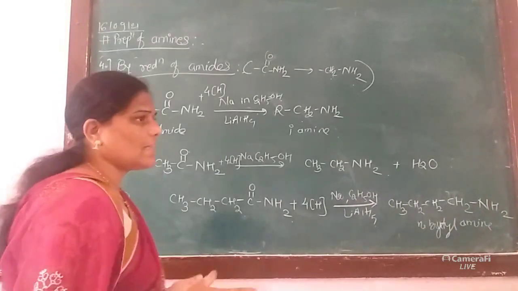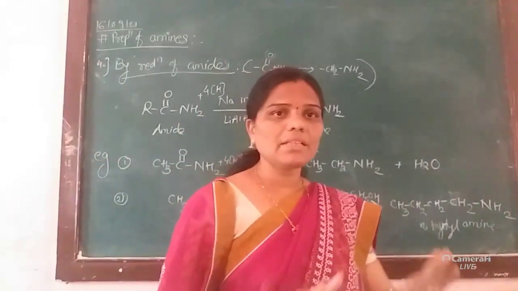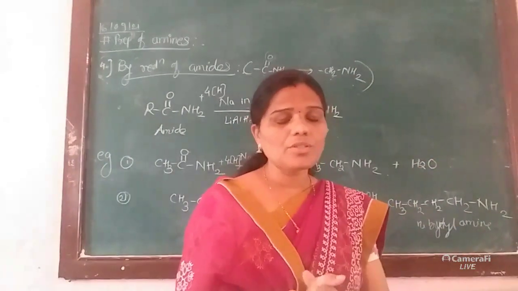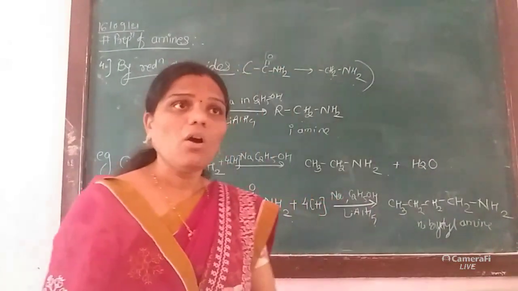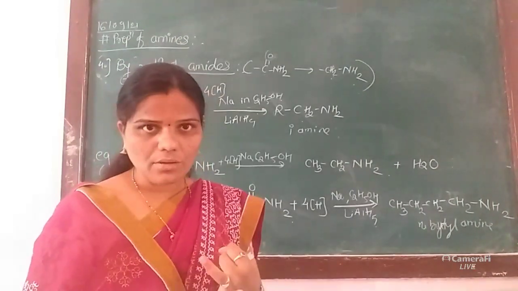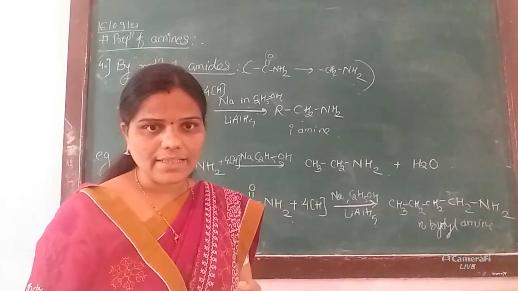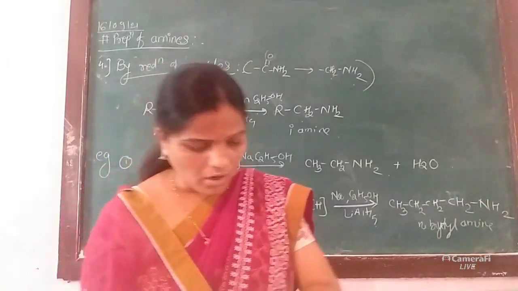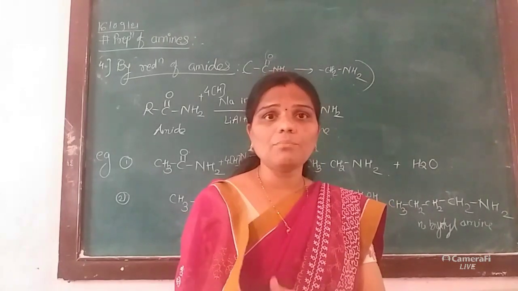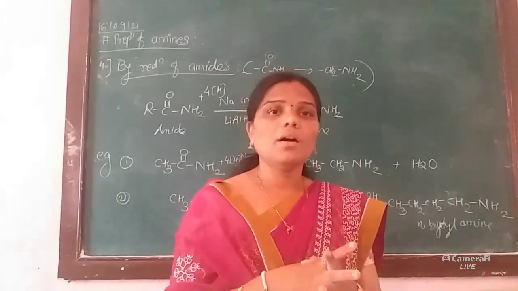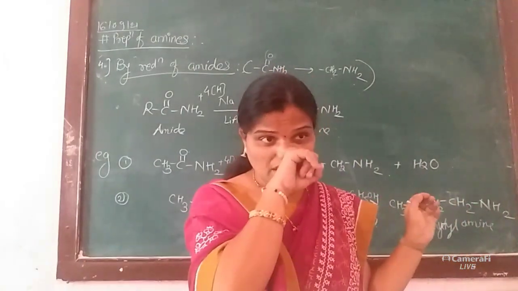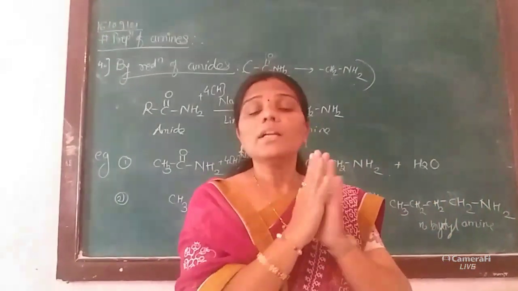Okay, so among these different methods, the first method we saw was ammonolysis of alkyl halide to produce the primary amine. Next is the reduction of either nitro compounds, or reduction of alkyl cyanide, or the reduction of amides. So cyanide, amide or nitro compound reduce to form only primary amine. In this method we do not obtain secondary or tertiary amines.